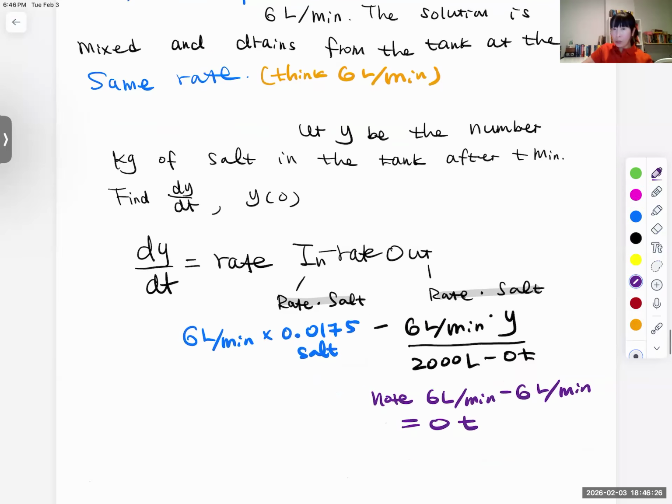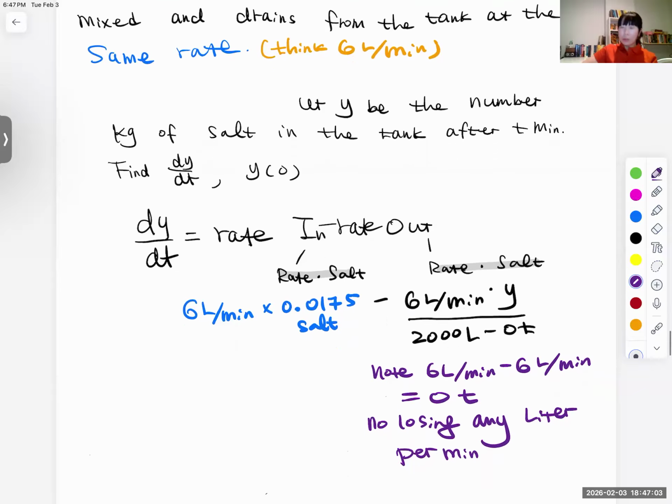Zero T, right? So zero T means don't lose anything, right? Normally we lost 2 liters per minute, right? But then it's no losing any liter per minute, right?